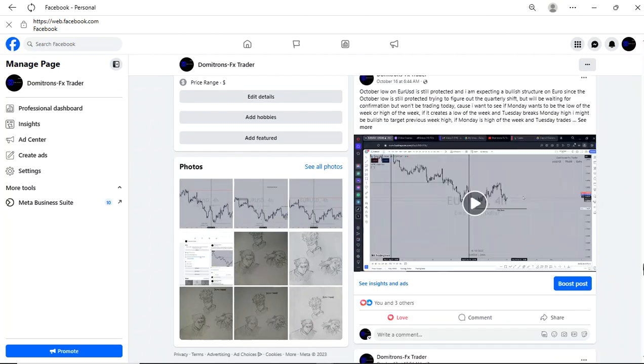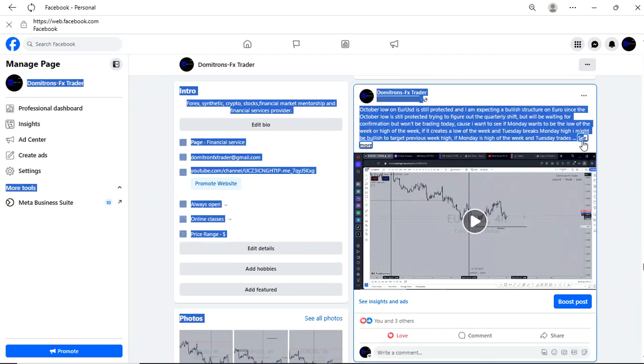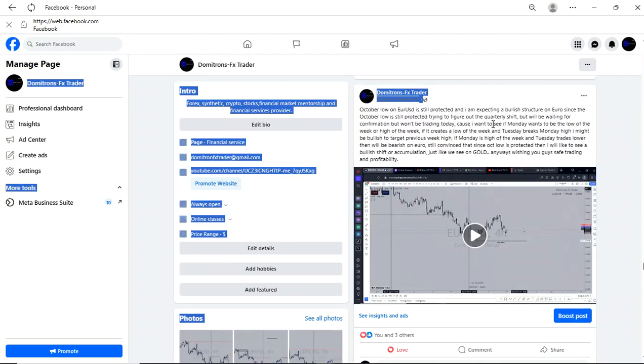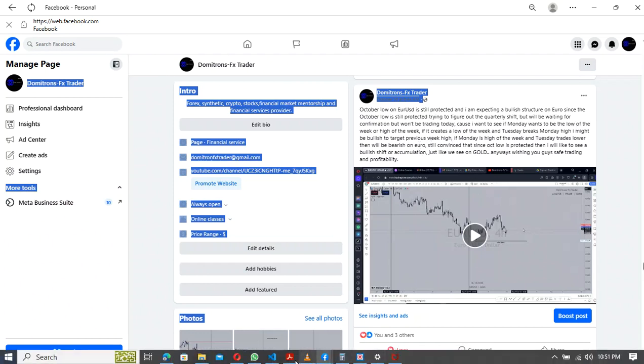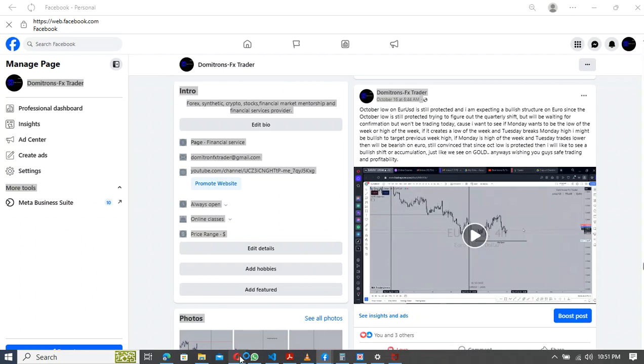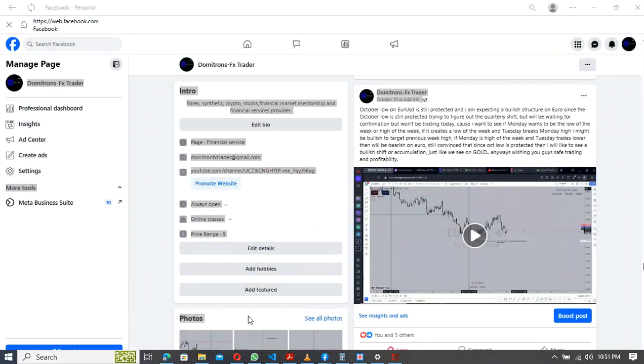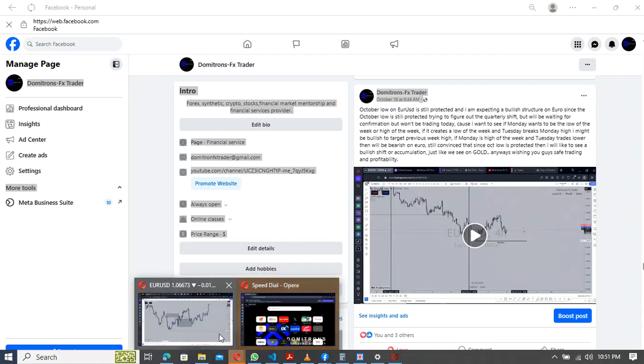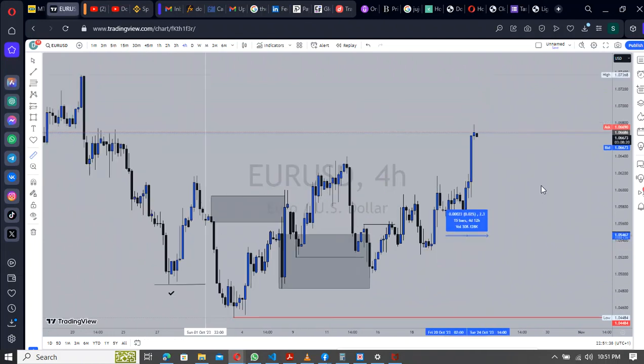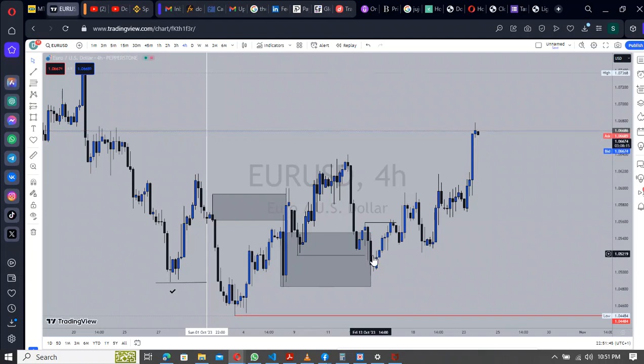Right here I explained it. I said I want to see if Monday would be the low of the week, looking for a bullish structure. So it depends, and it happens to be that... I don't know why this is misbehaving, but it's fine. I think I know why, my keyboard. Okay, so this is Friday, and we have Monday traded higher.